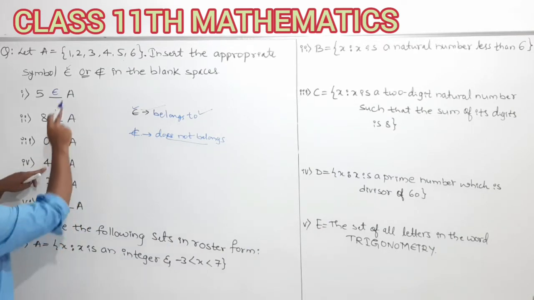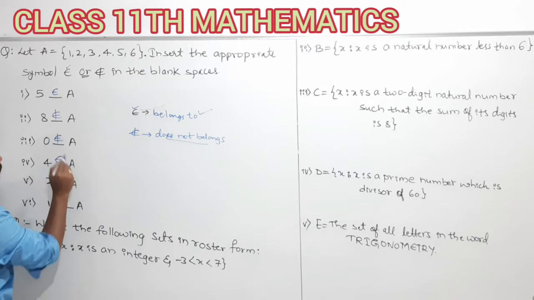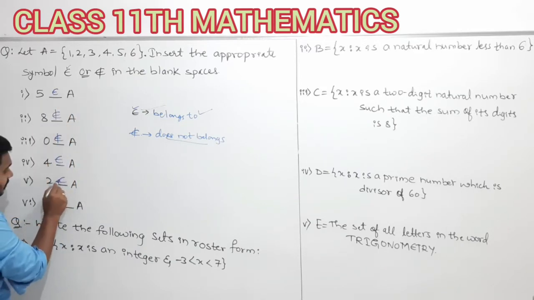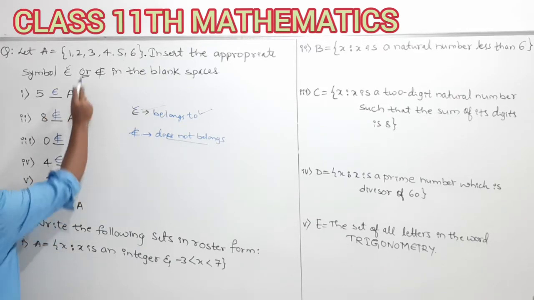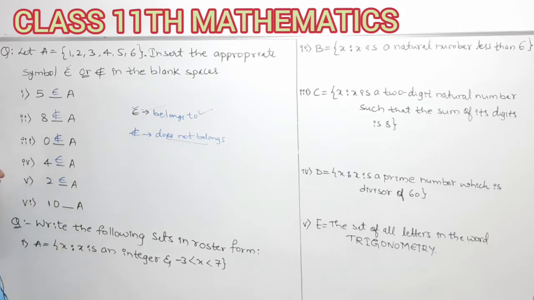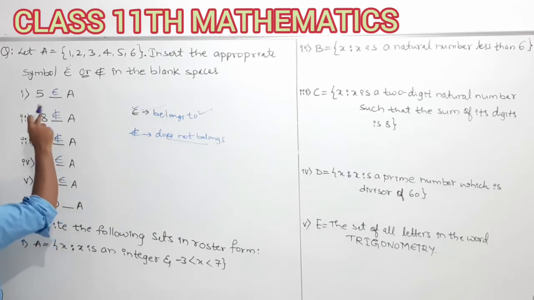And next, 4 is contained in the set A, so therefore 4 belongs to A. 2 belongs to A because 2 is there in the set A, so therefore we should use this symbol. Now 10, is it there in the set A?